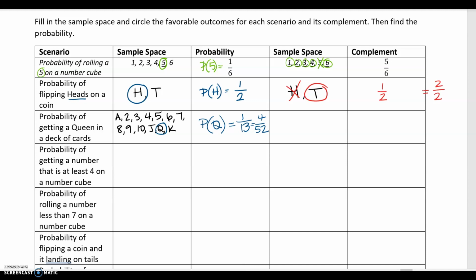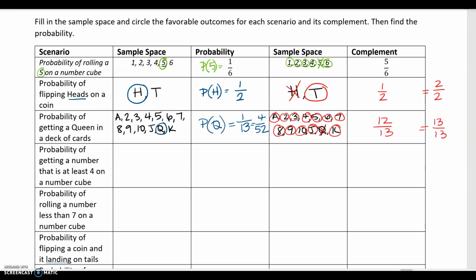So now my sample space for the complement, so again, I'm listing out all of the possible outcomes. And I want not a queen now. Oops, sorry. Not a queen. So 1, 2, 3, 4, 5, 6, 7, 8, 10, 11, 12. So there's 12 out of 13. And 1 plus 12 equals 13. All right.